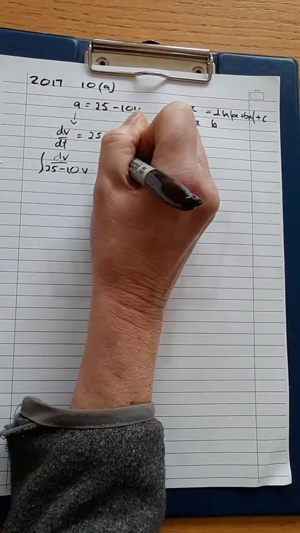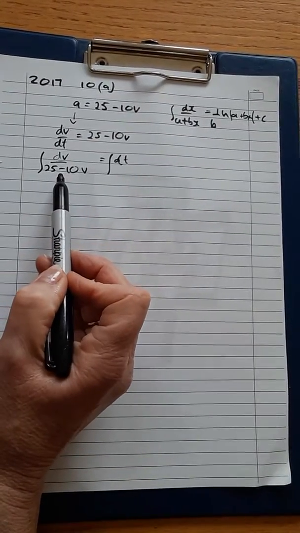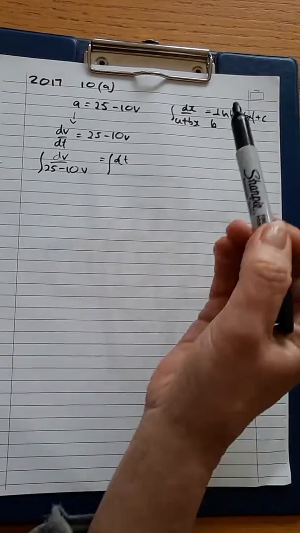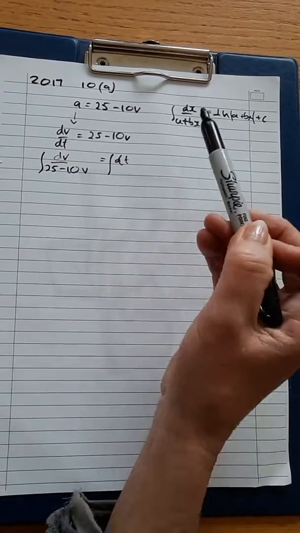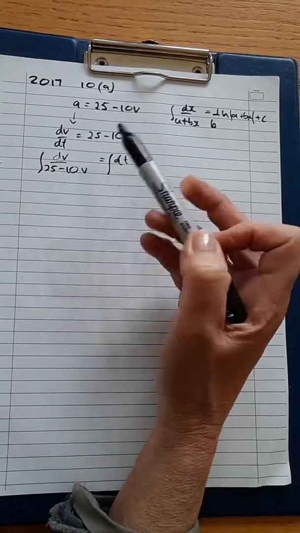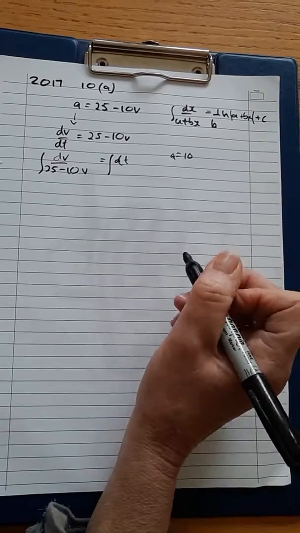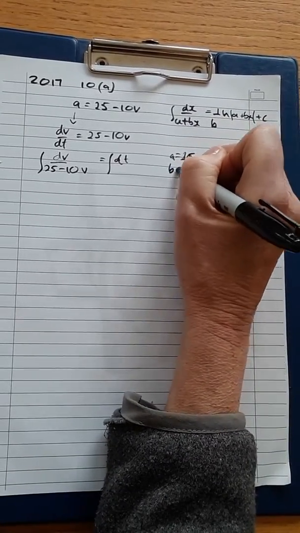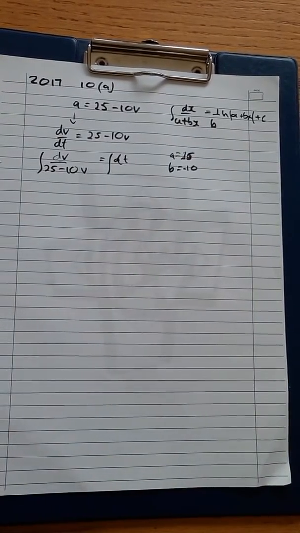I'll integrate both sides. Now this is like nothing we've seen before, so if that happens, you go to the log tables and you find a relevant substitution in the log tables. Now, in the question, this was given to us here, so you can see that if I compare these things here, they are very similar. The A is 25, and the B is minus 10. So those are the two things I'm going to be having a look at.